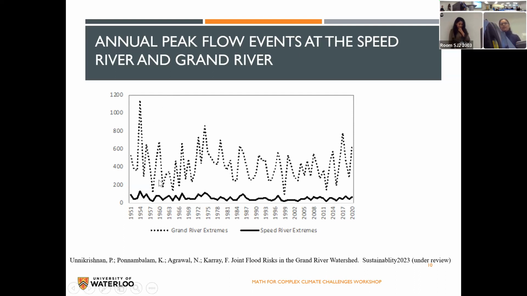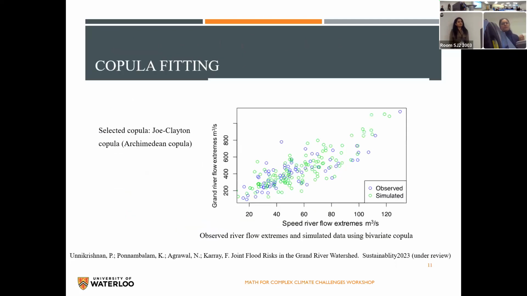There is a correlation coefficient of 0.7 between these two extreme flow events. So they are dependent also, and the marginal distributions are different. So here comes the use of Copula. Different Copulas were tried, and the best fit Copula was found to be the Joe-Clayton Copula.